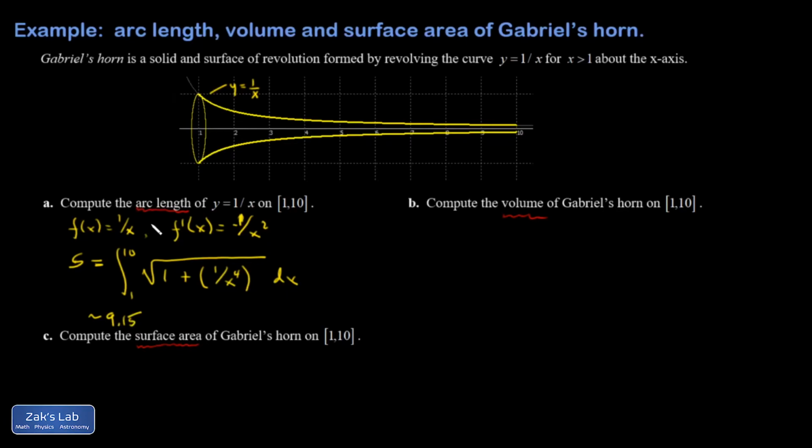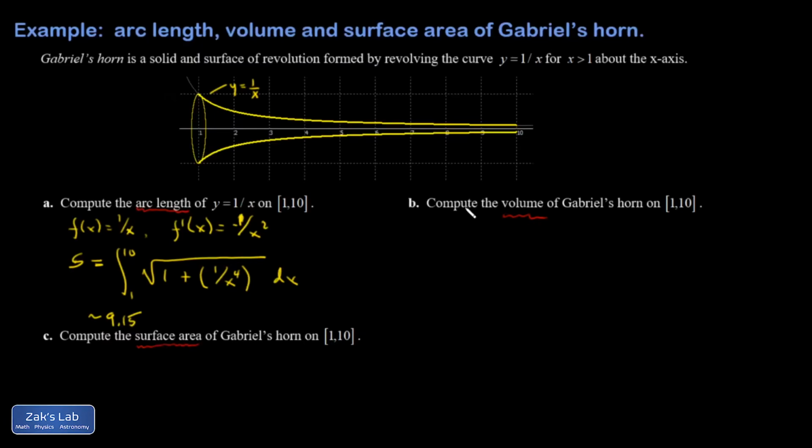For that arc length, which is plausible because the horizontal distance from here to here, from 1 to 10, that's 9. And this is a curve that's pretty flat, so I just get a tiny bit more than 9. Makes a lot of sense.